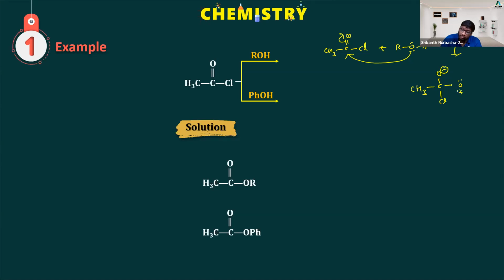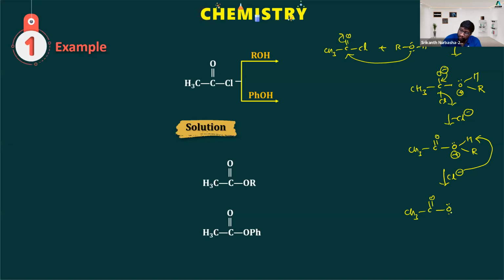Oxygen with only one lone pair, positive charge, H and R group. Negative charge on oxygen comes in, chloride ion is lost. Loss of chloride ion. CH3 C double bond O, oxygen with one lone pair, OH bond and OR bond and a positive charge. The chloride ion will try to pick up this proton, forming CH3 C double bond O, OR plus HCl.